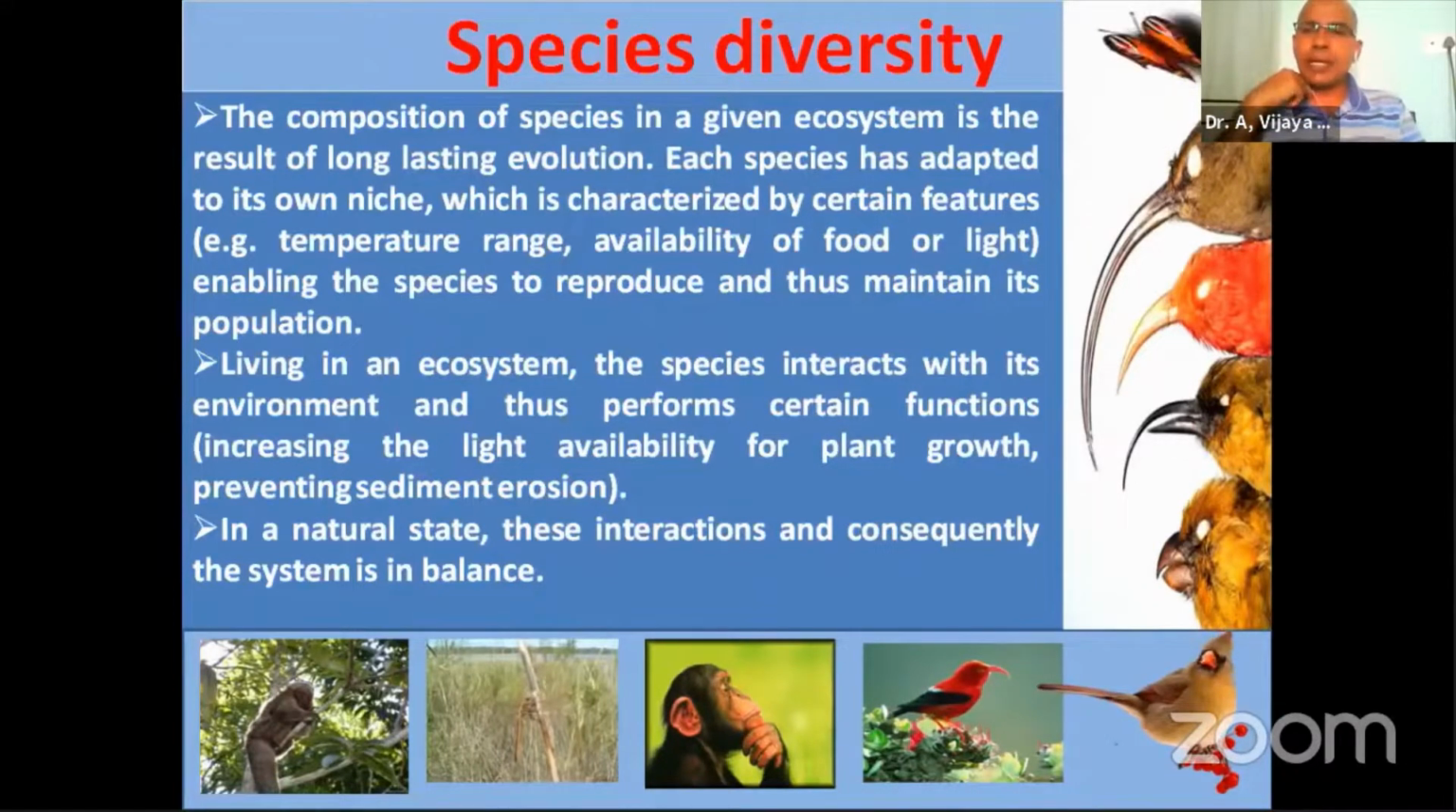And in a natural state, species always interact within the species or between the species and with the ecosystems. These continuous interactions keep the system in a balanced state. Otherwise, the system will go into imbalance, and that again leads to the destruction of some more species.